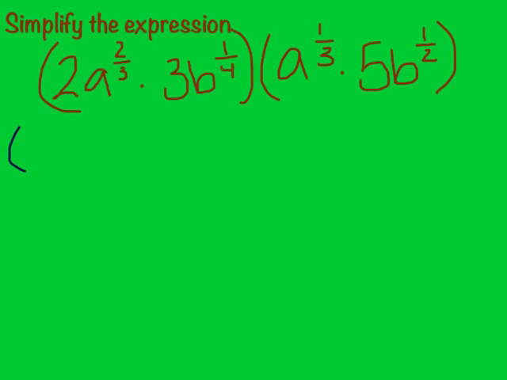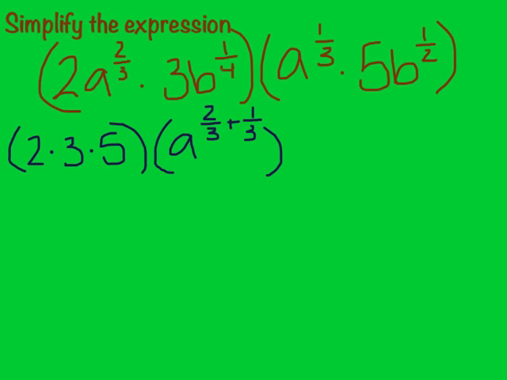So first thing, I'm going to multiply together my coefficients, or the numbers in front of the variables. Then I'm going to add together the exponents of my variable A, or my base A. Then I'll add together the exponents of my base B. We're going to have to do some work to make it perfectly simplified. 2 times 3 is 6. 6 times 5 is 30.